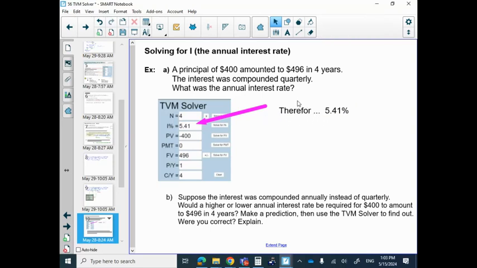So suppose interest is compounded annually instead of quarterly. Would a higher or lower interest rate be required to end up with that same amount of money?